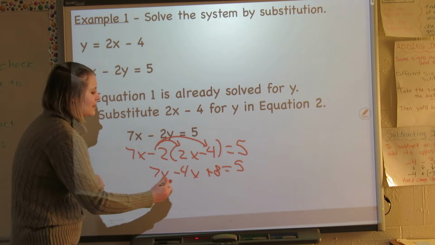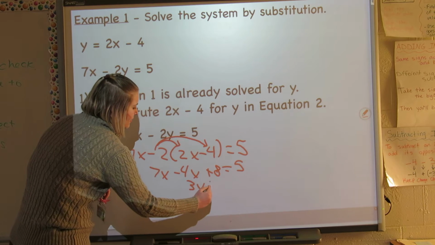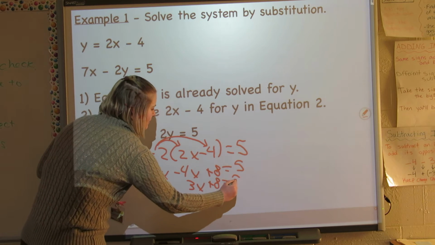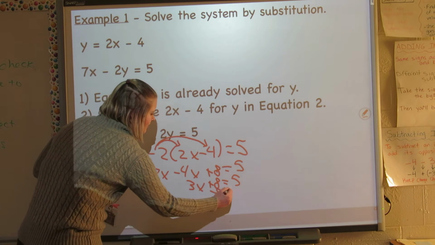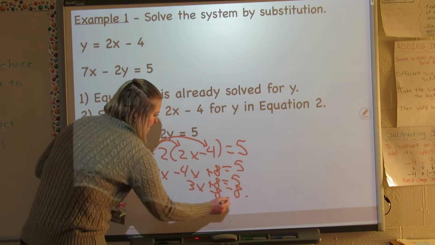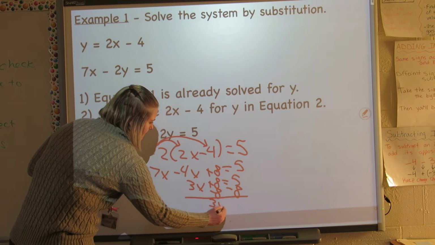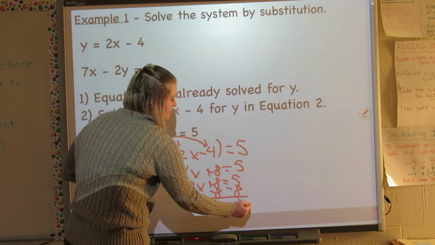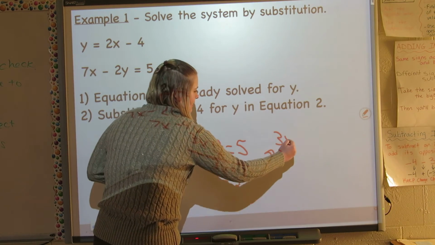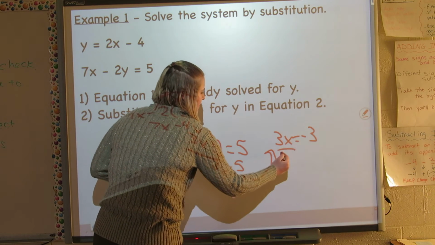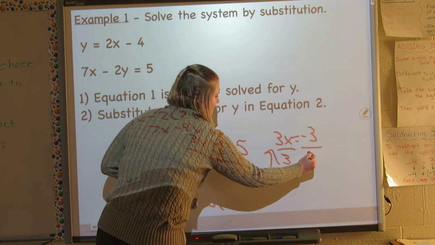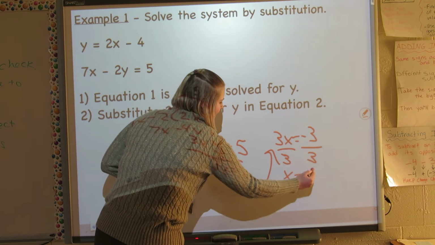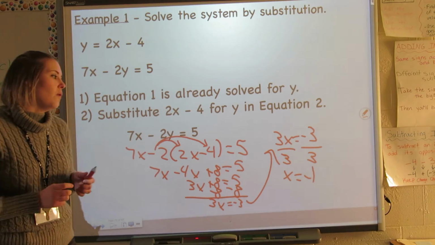I can go ahead and combine my like terms, so I get 3x plus 8 equals 5, subtract 8 from both sides. 3x equals negative 3. Bring this up here. Divide both sides by 3. And I get that x is equal to negative 1.